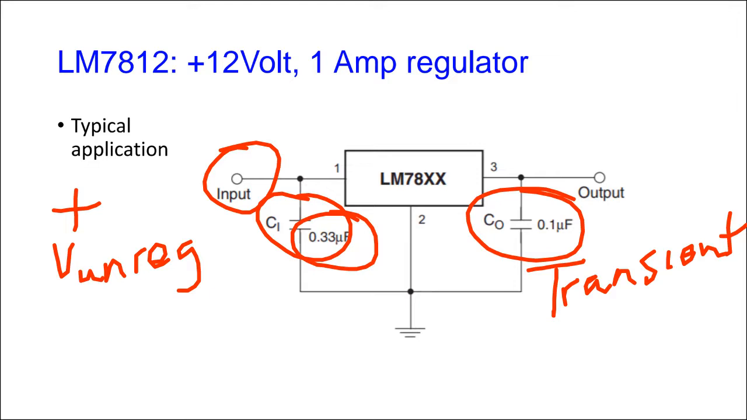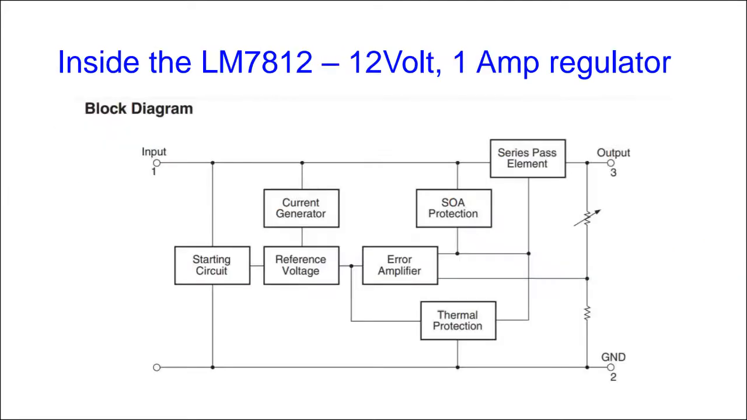So at DC, those two capacitors are basically open circuit. But at high frequencies, they start to become more and more conducting to high frequency components. So they basically shunt the high frequency components to ground and let the low frequency and the DC components pass. Yeah? So real straightforward operation.